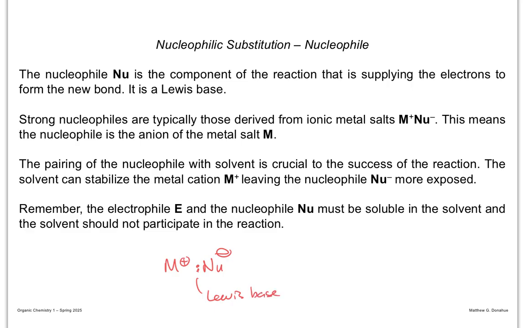So just to recap that, your typical nucleophiles, when they're in this form, metal cation, nucleophilic anion, the nucleophile is the Lewis base, so it supplies electrons for the reaction. You add the solvent, it helps expose those electrons so that you can get the reaction to proceed.